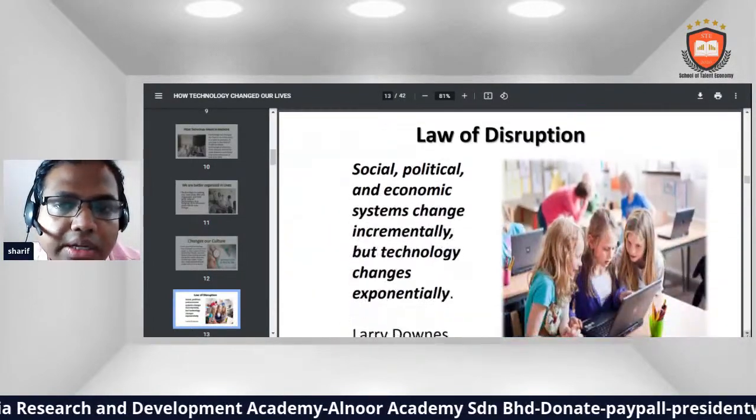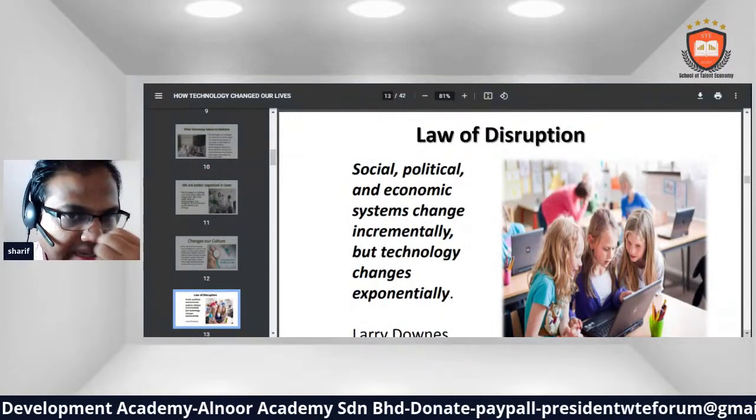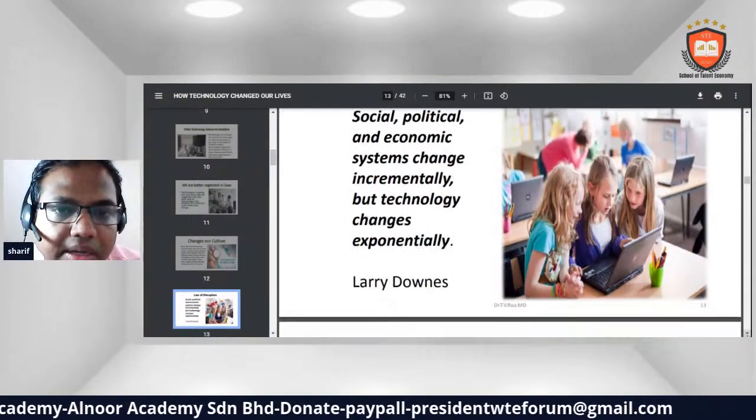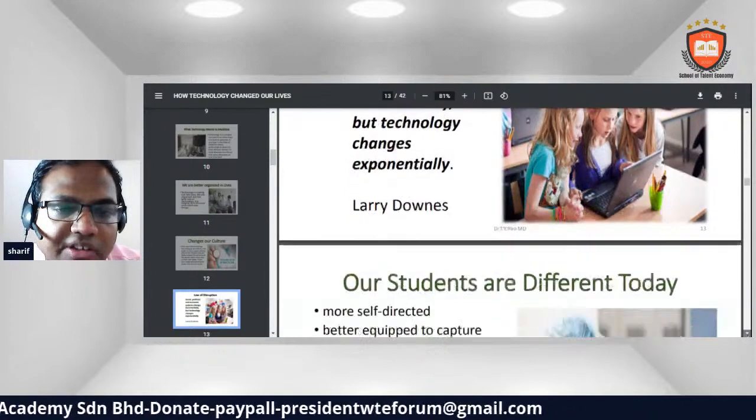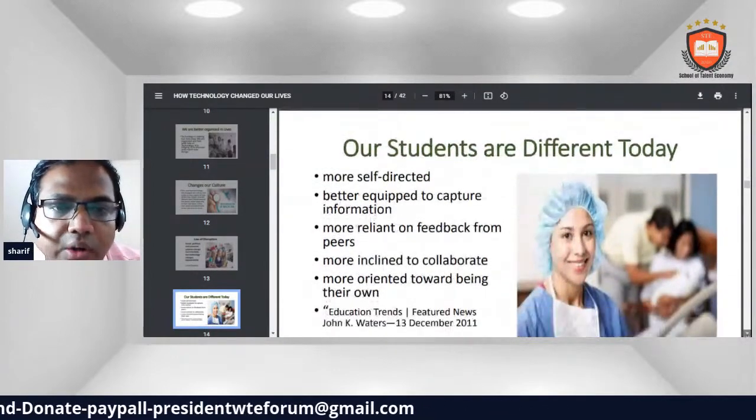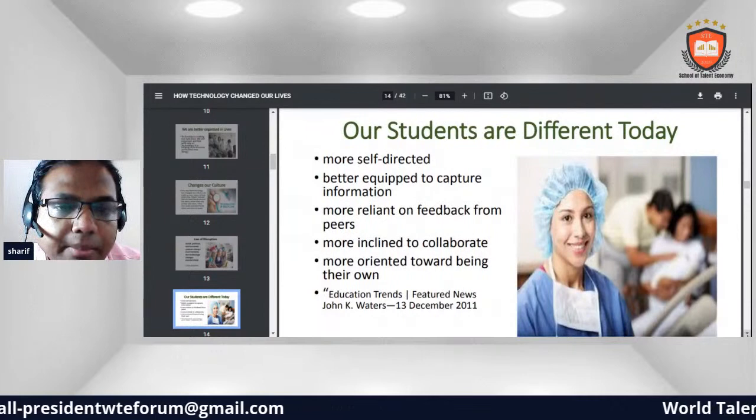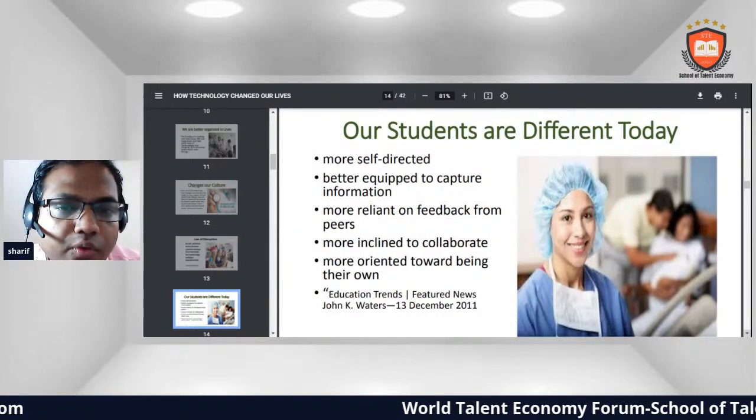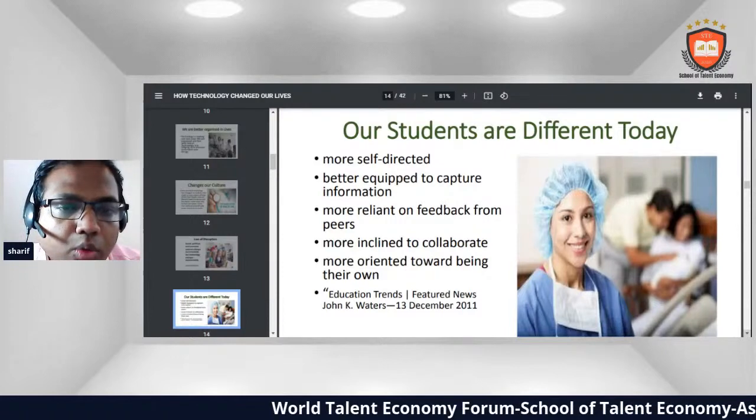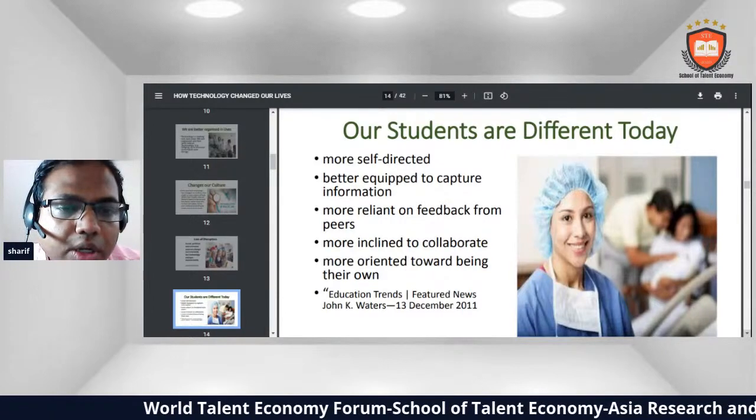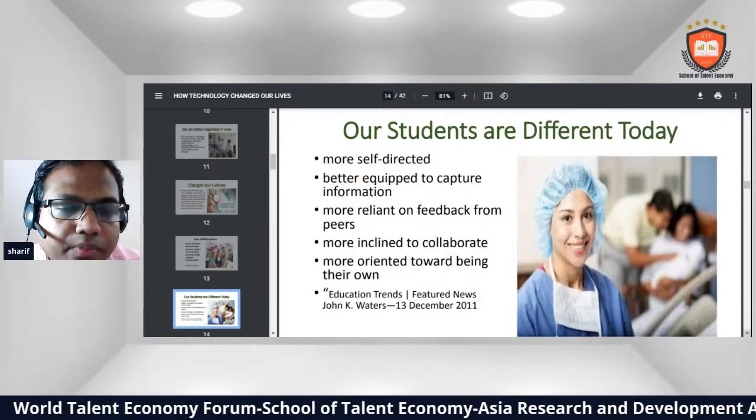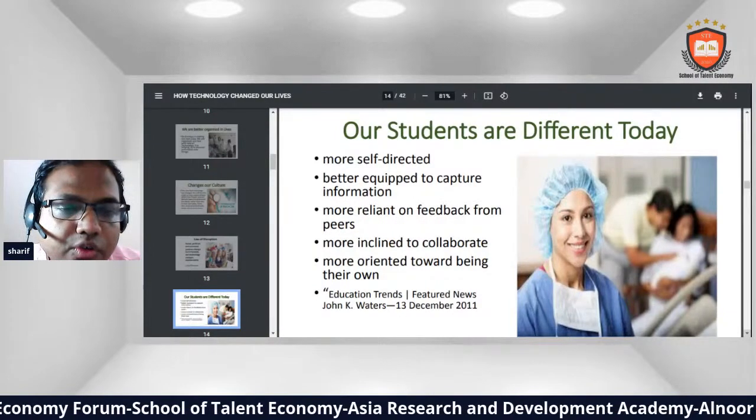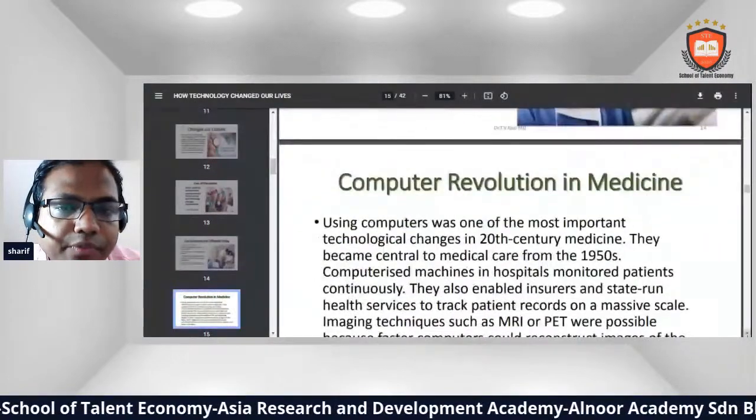Law of disruption. Social, political, and economic systems change incrementally, but technology changes exponentially. Our students are different today: more self-directed, better equipped to capture information, more reliant on feedback from peers, more inclined to collaborate, and more oriented toward being their own education trend features and so on.